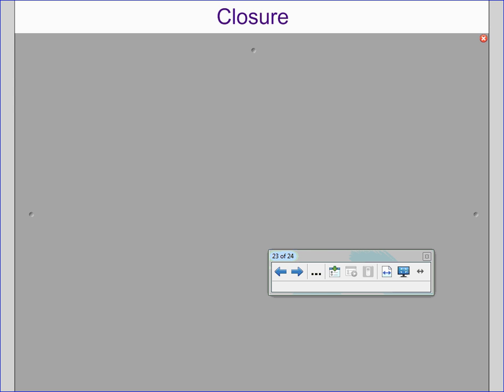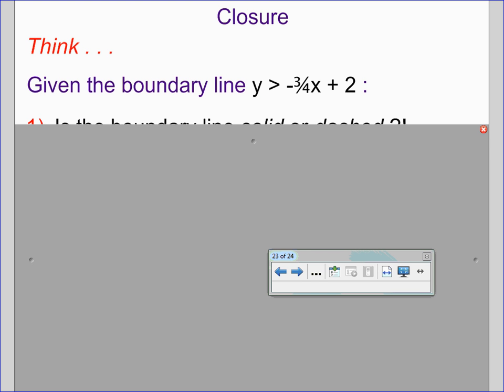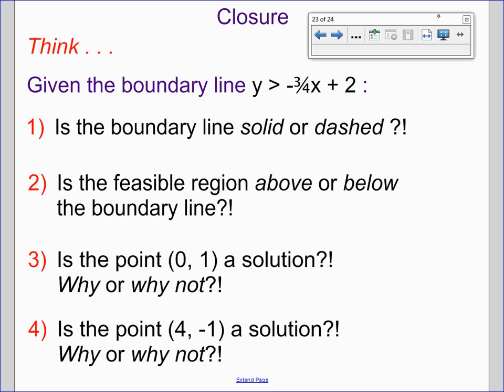Let's go ahead and sum it up. So given the boundary line, y is greater than negative 3/4 x plus 2, please respond to the following questions. Don't say it out loud. Instead, I want you to go ahead and get a written response for each. I'll pause the recording and we'll come back to share our responses.